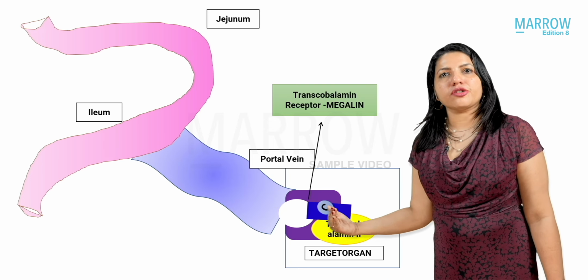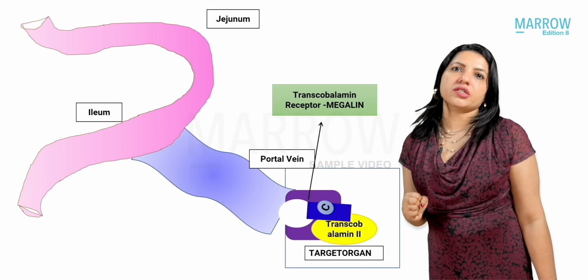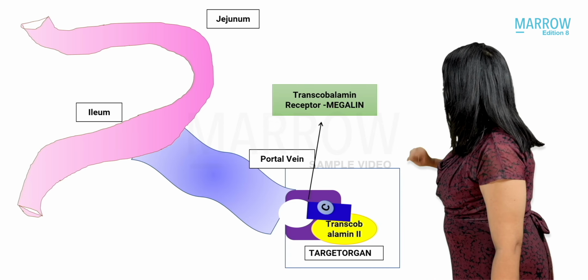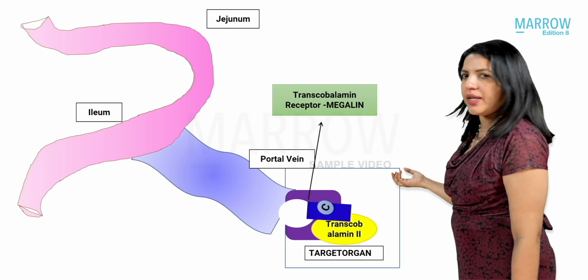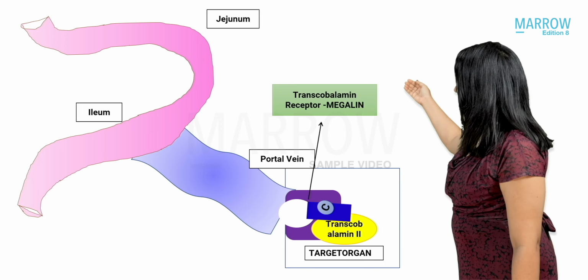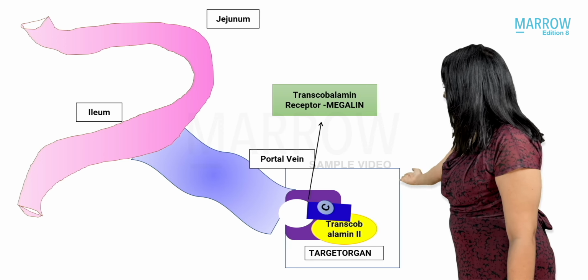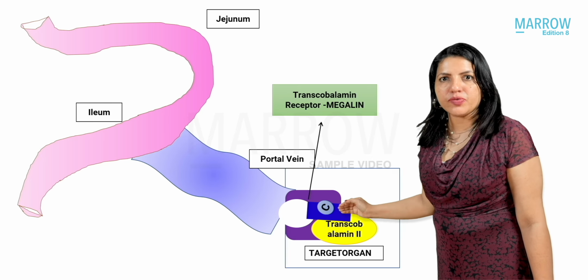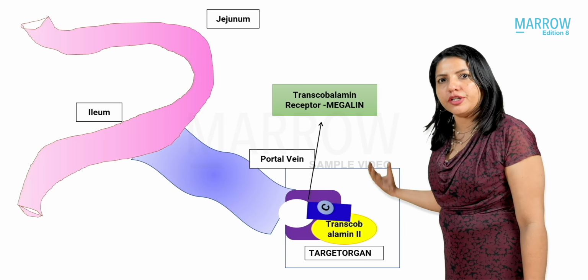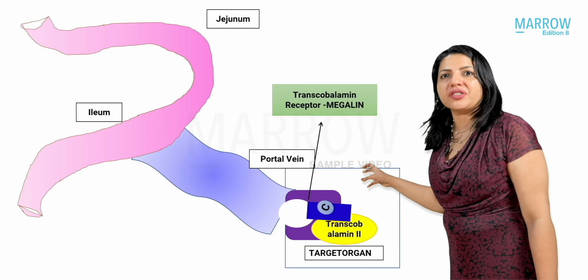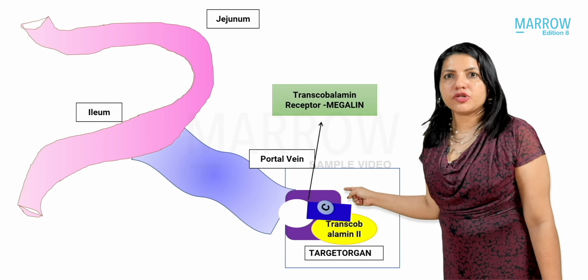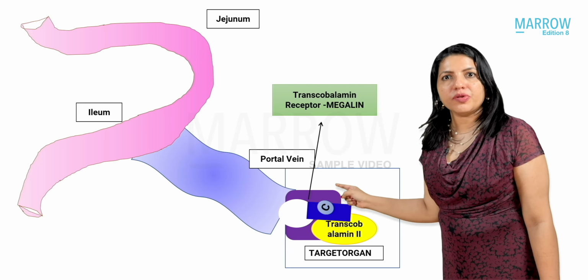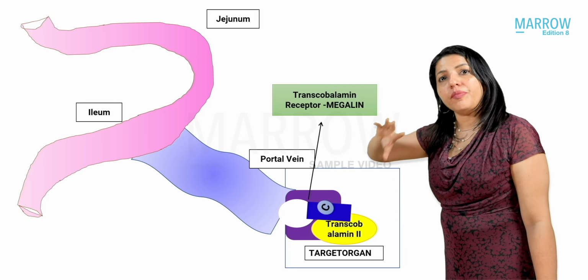In the target organ, there is a receptor for this transcobalamin, and that is called megalin, or you can just remember it as the transcobalamin receptor. This transcobalamin receptor or megalin will take up this B12 into it, so that now it is inside the target organs. So this is how vitamin B12 or cobalamin is absorbed from the intestine with the help of multiple proteins.